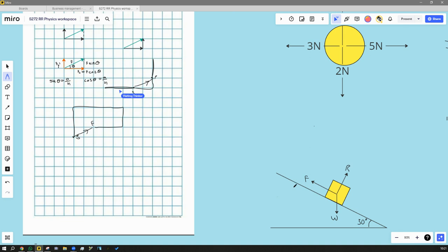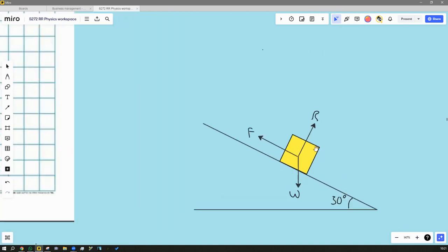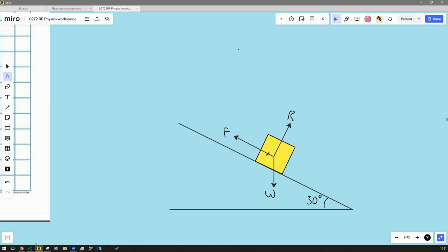So, in the case of the block here on the slope, there's a slower, more complicated, cumbersome way of doing this, where you could take this vertical force and this friction force, resolve that into its vertical and horizontal components, and then resolve this one into its horizontal and vertical components.